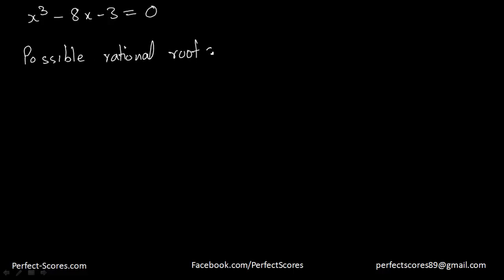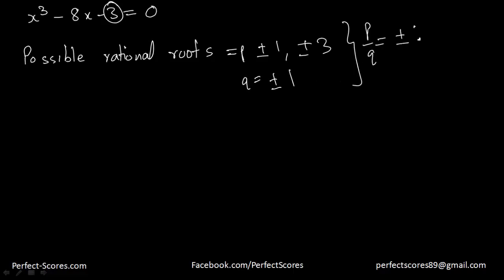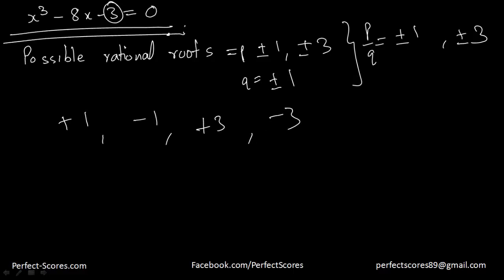Again, we're going to use the rational root theorem. The factors of 3 are plus or minus 1 and plus or minus 3, and the factors of the leading coefficient are plus or minus 1. That means if I find the value of p over q, I will get the possible rational roots to be plus or minus 1 and plus or minus 3. So these are the possible roots. And what I can do is substitute plus 1, minus 1, plus 3 and minus 3 in this cubic equation and check whether they are working or not.